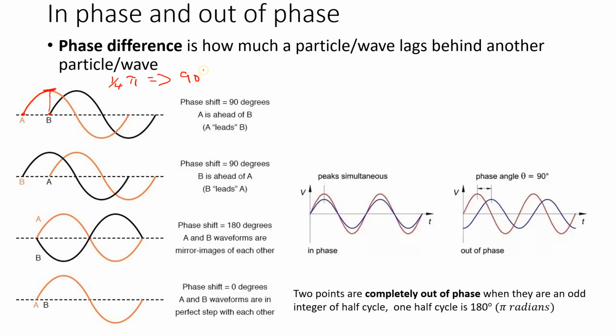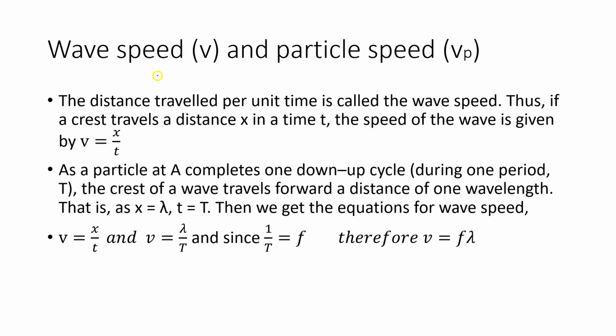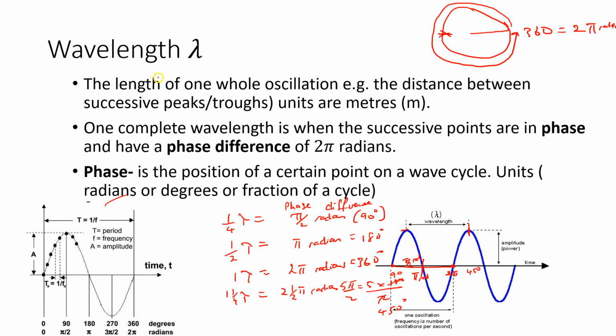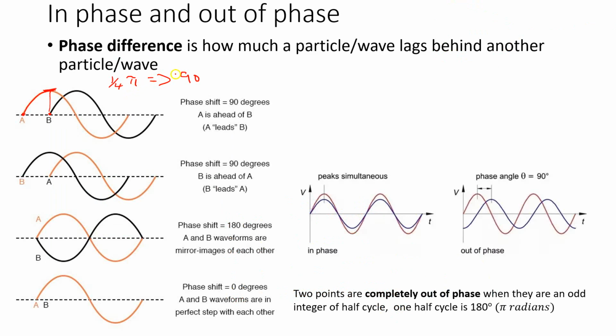degrees. Let's look back at it. I'm going to look back at it and see. Let me see. I think it's 90 degrees. 1 second. Yes. So quarter of a wavelength would be 90 degrees.